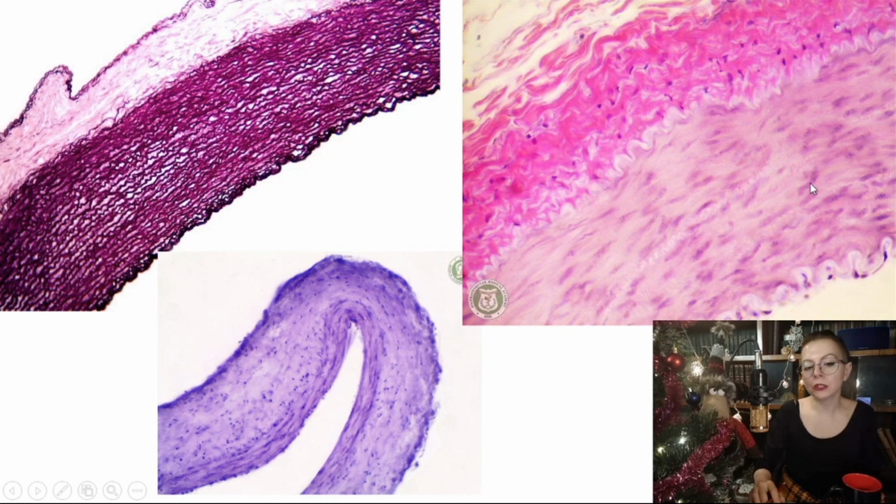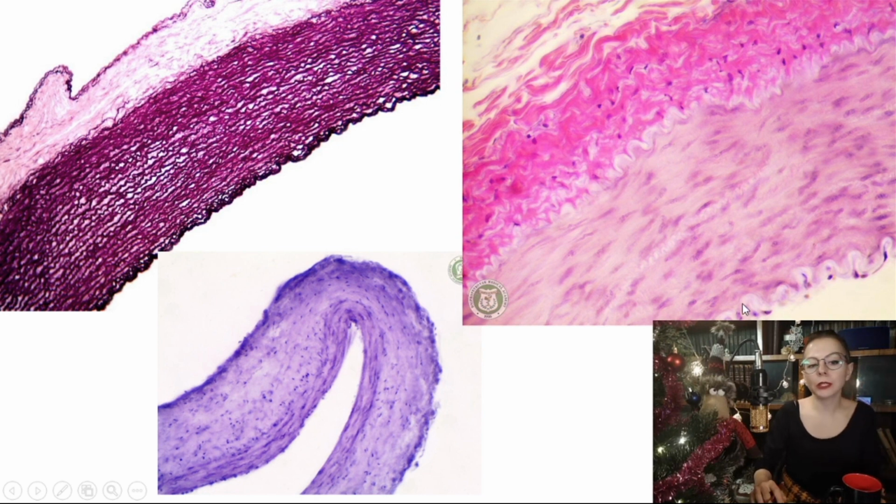As for the muscular arteries, in the tunica media here we can see nuclei of smooth muscle cells. So if you can see here those purple nuclei, this is probably not an elastic artery, because in elastic artery nuclei are not visible, because only elastic fibers could be found.